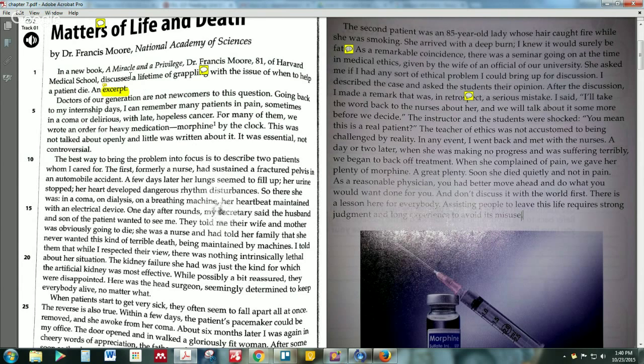So this is some background, right? But this here is basically the topic sentence. In a new book, Dr. Francis Moore discusses a lifetime of grappling with the issue of when to help a patient die. So this is the topic of the book, when doctors decide that patients can die. And this is a piece from the book. So this is kind of like a topic sentence. It's telling you the topic. And so I would say this is the topic sentence.